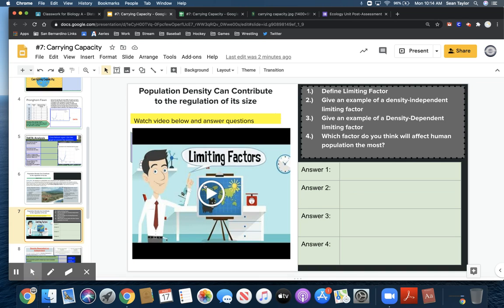So there's a video to watch on these limiting factors. Question one, I want you to define limiting factor. The answer here. Question two, give an example of density independent, an example of density dependent, and then which factor you think will affect humans the most.